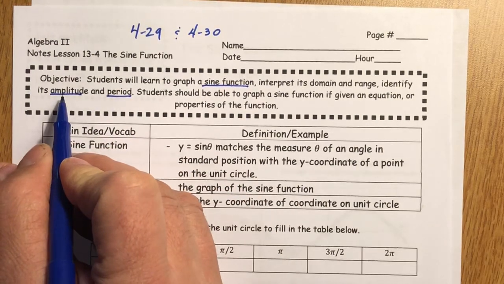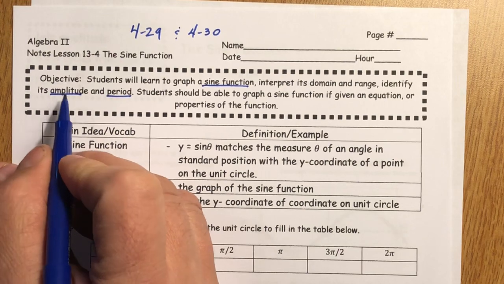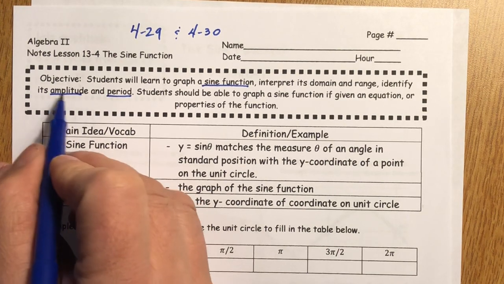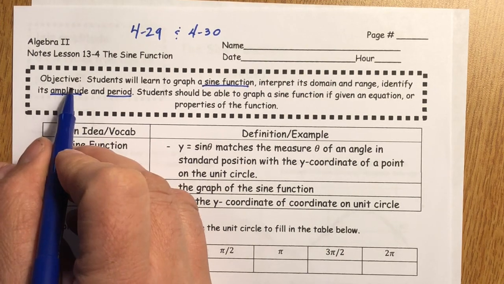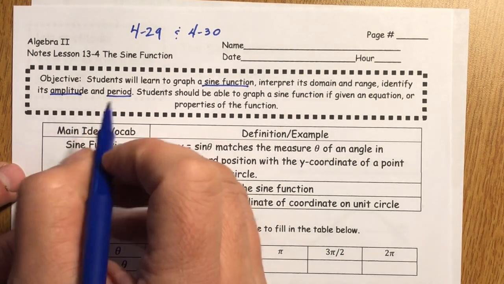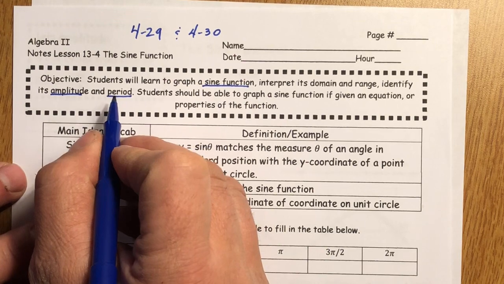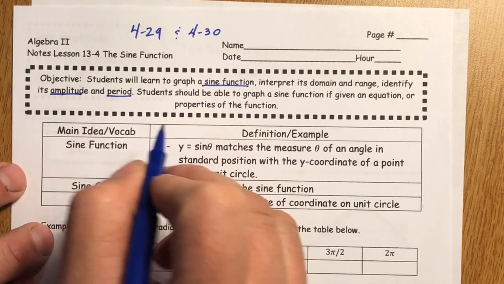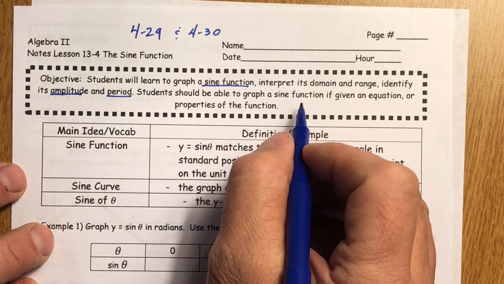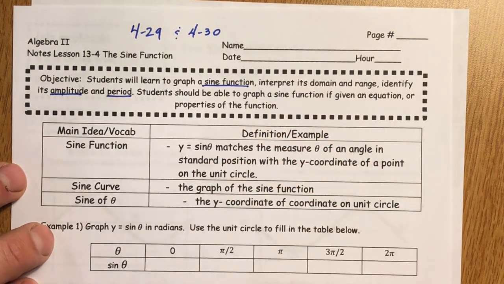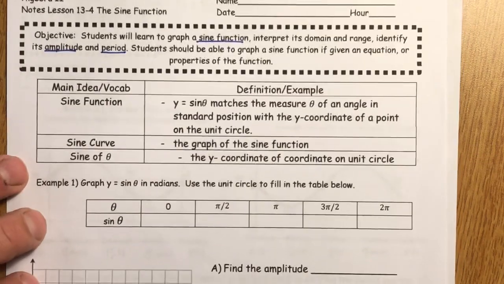Remember, the amplitude is the height of the function from the midline, and you have that little formula to find the amplitude. Remember, the period is the length of one full cycle. Students should be able to graph the sine function if given the equation or properties of this function. All right, a couple things here.